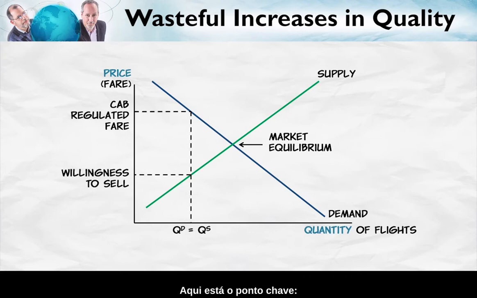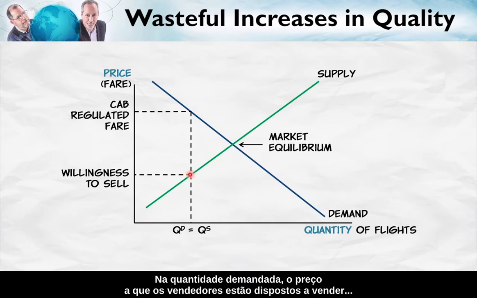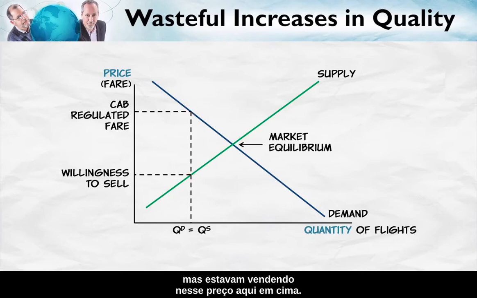Now here's the key point. At the quantity demanded, the price at which sellers are willing to sell is much below the regulated fare, the price which demanders are paying. This meant that being in the airline industry was extremely profitable because they were selling a good when their cost was down here and the price that they were selling it at was up here. So this entire rectangle here was profit, a very profitable industry because the price was kept well above the cost.